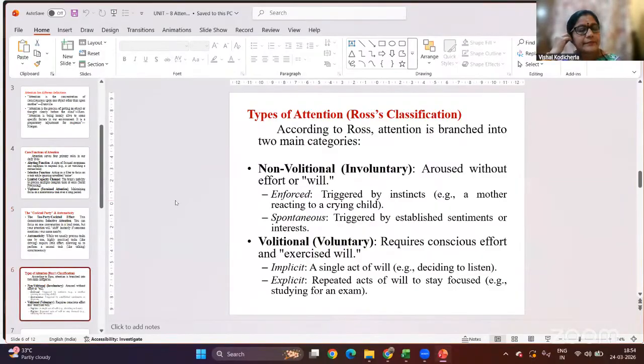Types of attention. According to Ross, attention is branched into two main categories.